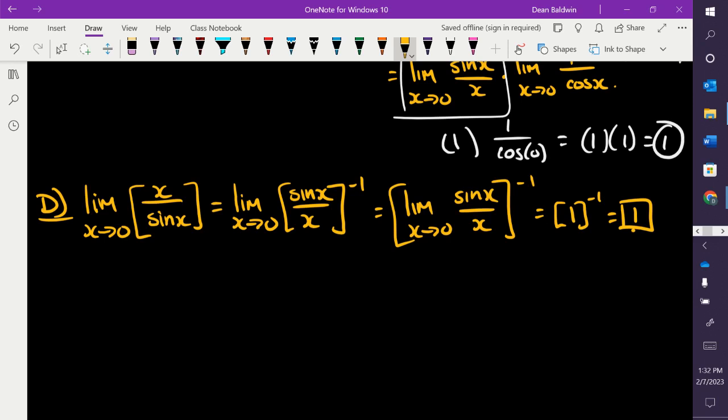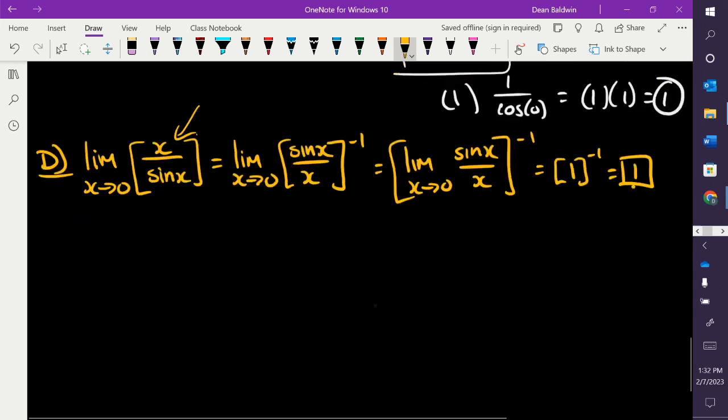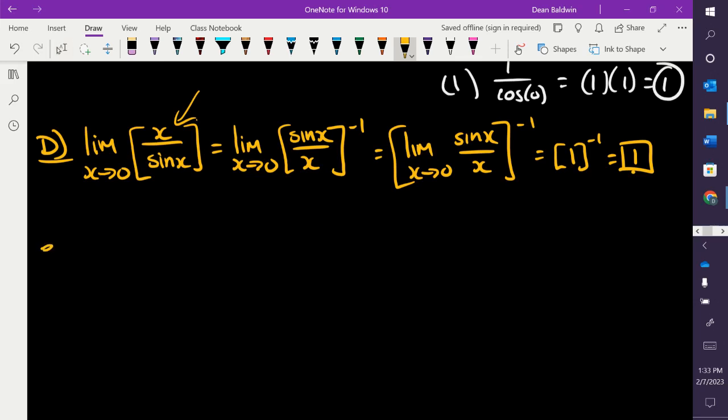This is a question on the quiz. Would you expect us to do that? No. I'll show you what this is like. If you see this, you should just know the answer is 1. That's what you should know. But this is the reason why it's 1. Okay? All right.